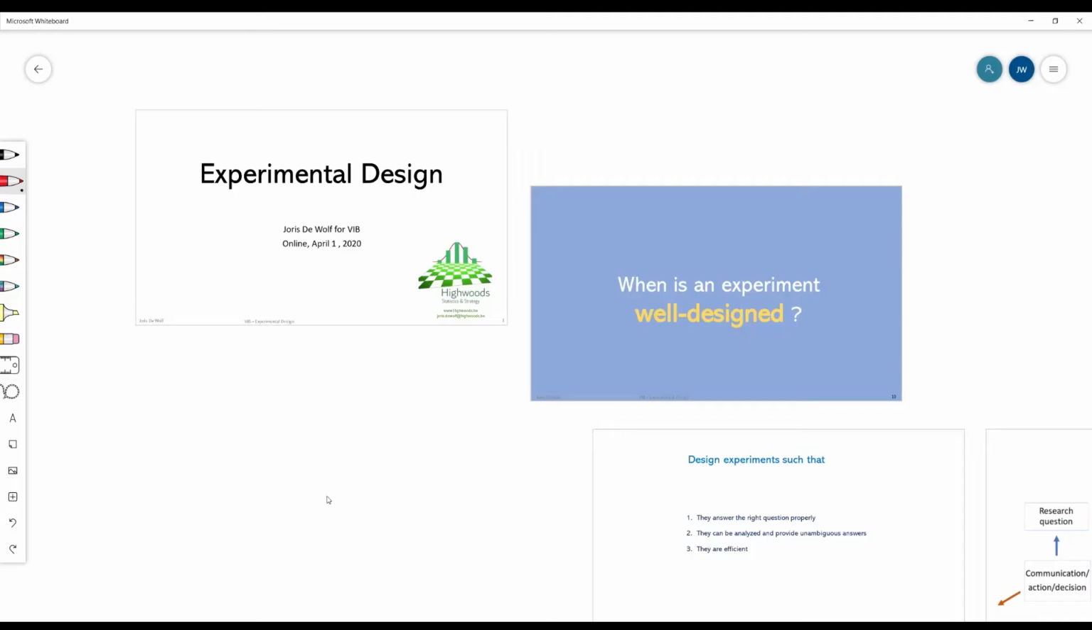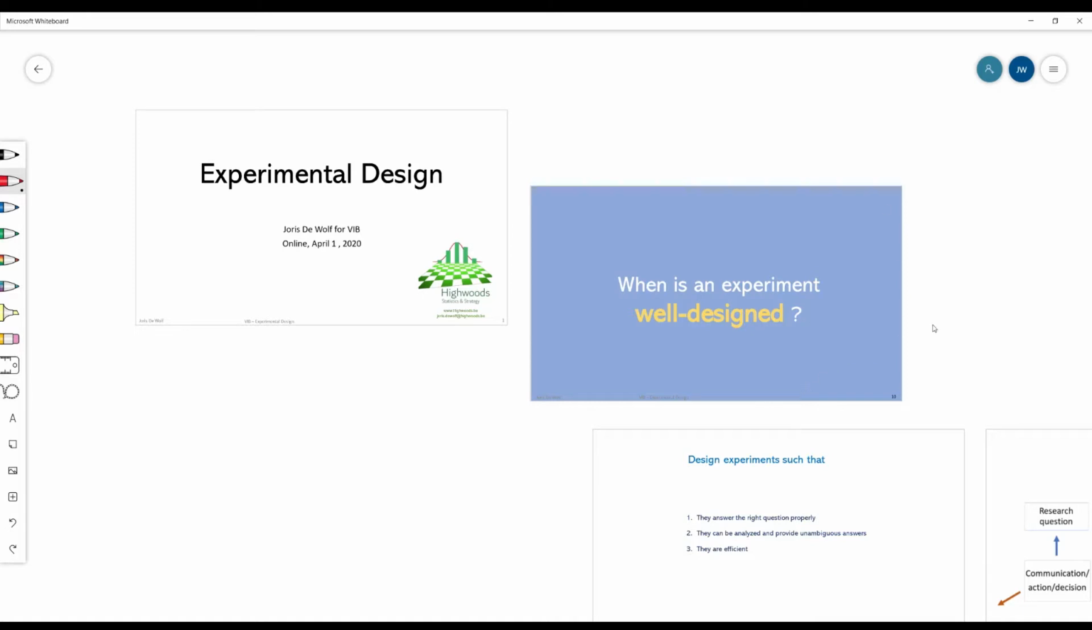Okay, I'll bring up my slides and I'll take you through them. Okay, so these were the slides. It was obviously about experimental design. We had our session on 1st of April, so quite a long time ago. Not bad to refresh our minds.